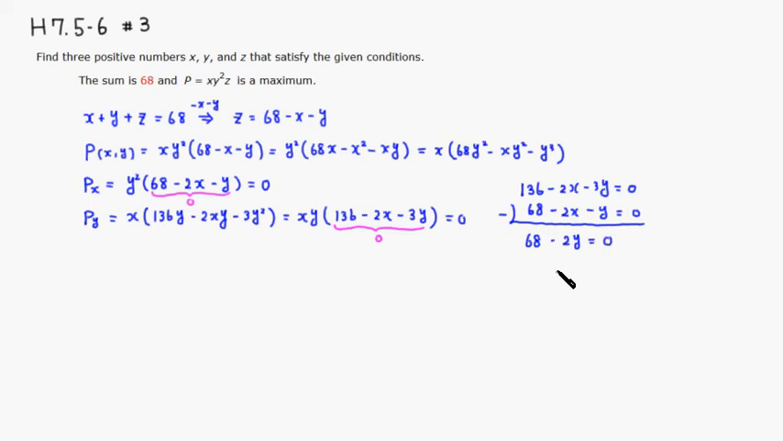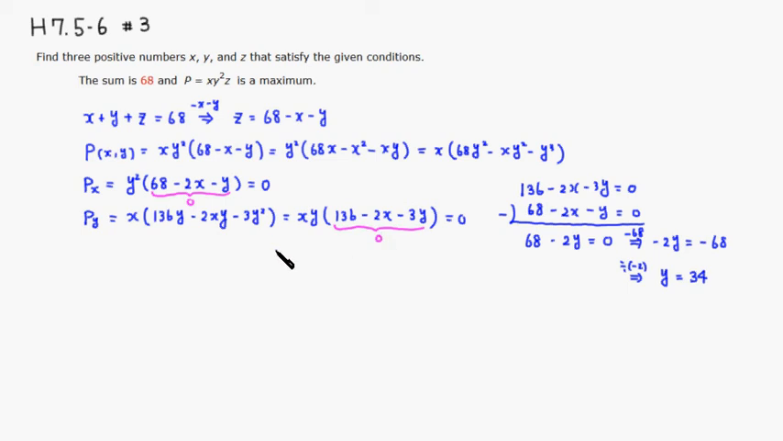We can solve this by subtracting the 68. So you have negative 2y is equal to negative 68. Then we can just divide through by negative 2 to get the y value. So we want the y value to be 34. Once you get that, then we can find the x value.